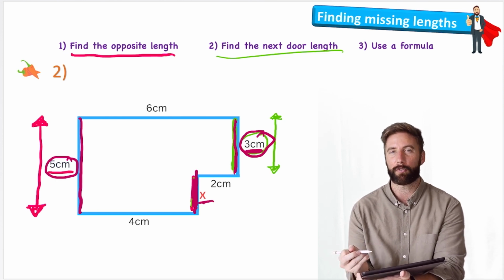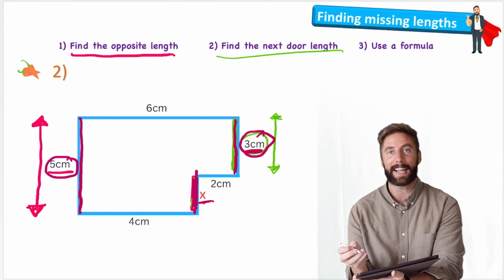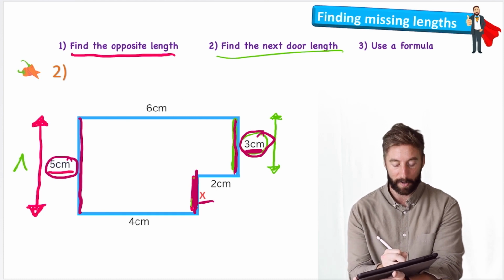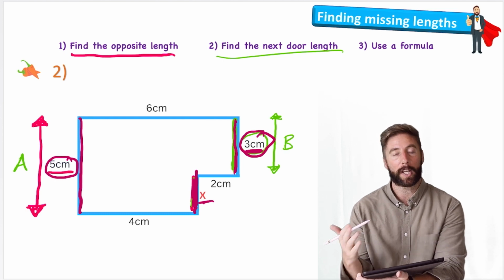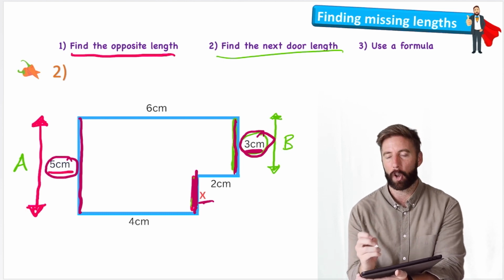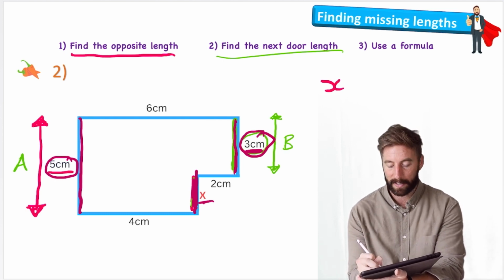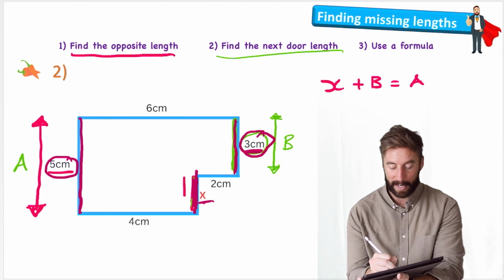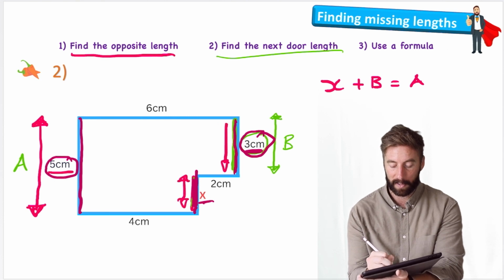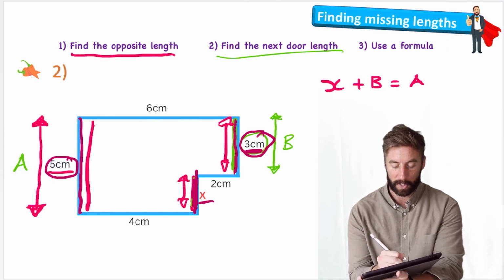So let's put this into a formula and see how we can do it. So again, let's give these lengths letters or variable values. So this will be a and this will be b. So I could do it this way. This is a bit of a longer way. I could do x plus b will equal a, because this length plus this length will equal this whole total.